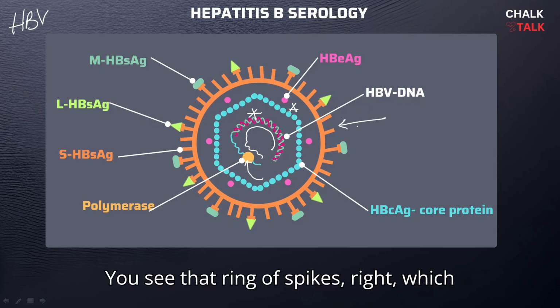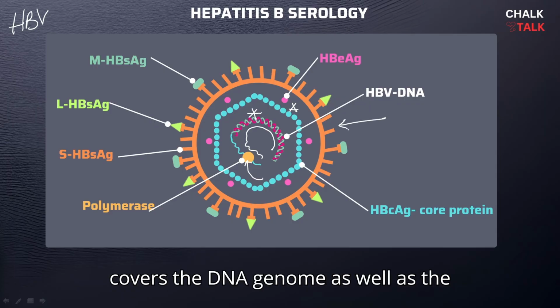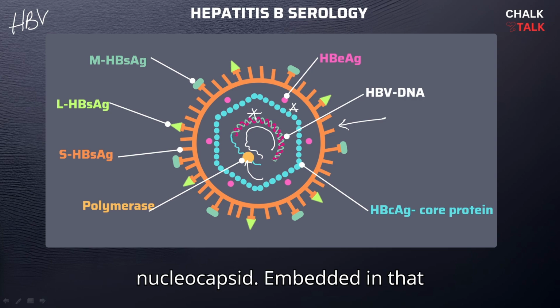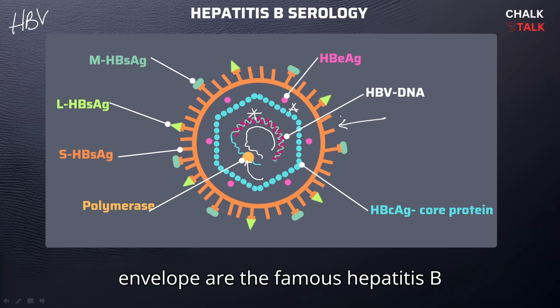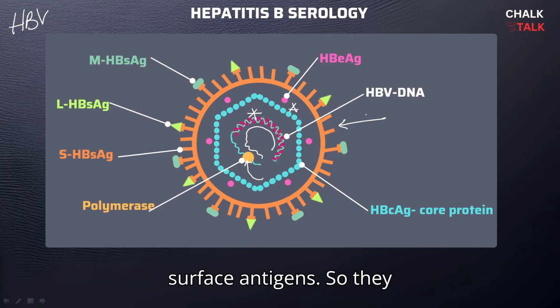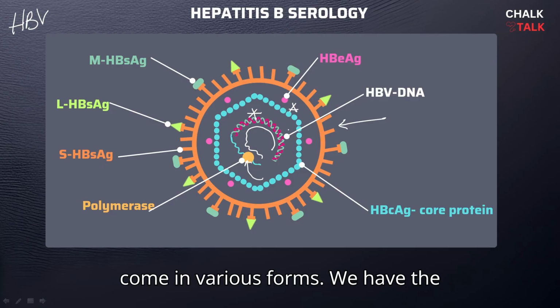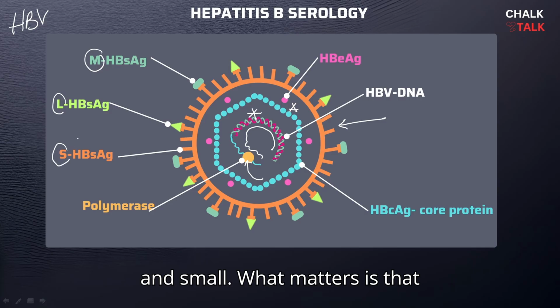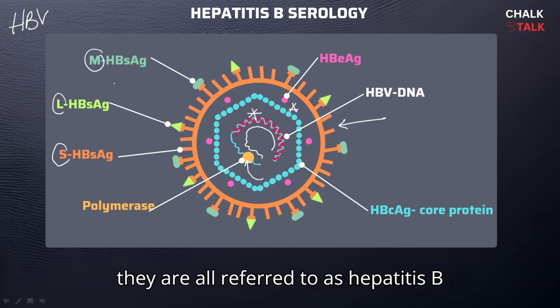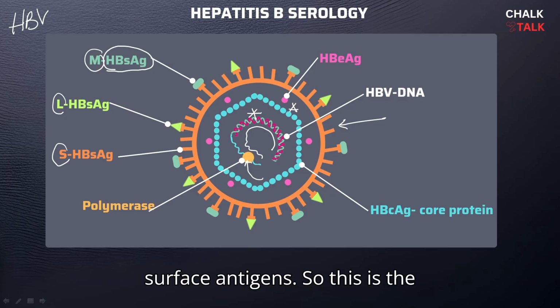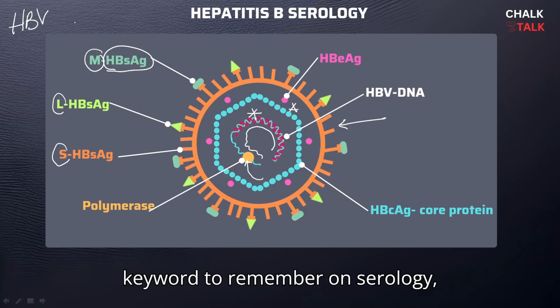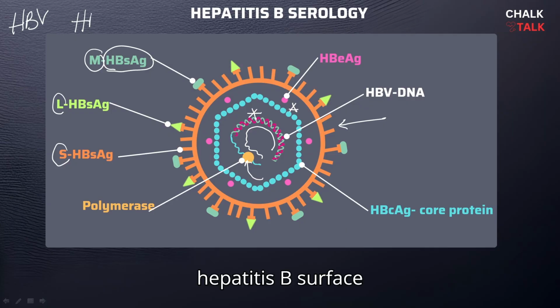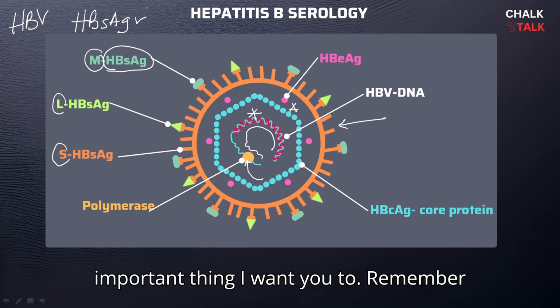So, the DNA genome itself plus the nucleocapsid, it is all wrapped up in an outer lipid envelope. You see that ring of spikes, right? Which covers the DNA genome as well as the nucleocapsid. Embedded in that envelope are the famous hepatitis B surface antigens. So they come in various forms. We have the medium, large, and small. What matters is that they are all referred to as hepatitis B surface antigens. So this is the key word to remember on serology: hepatitis B surface antigens. Okay, this is the important thing I want you to remember.